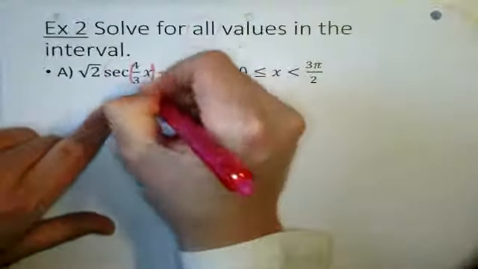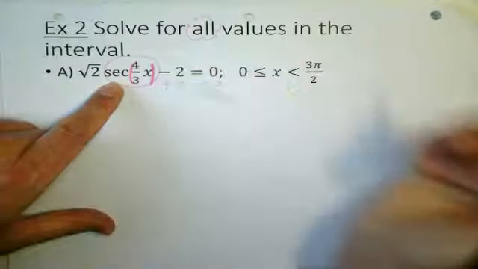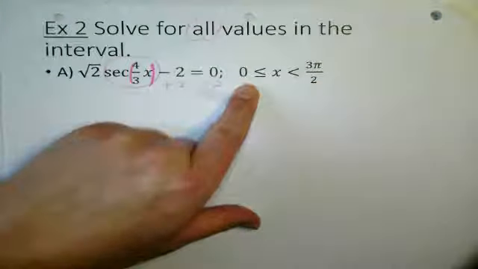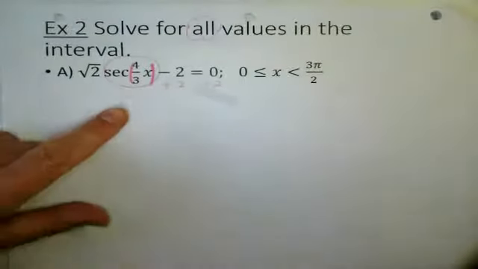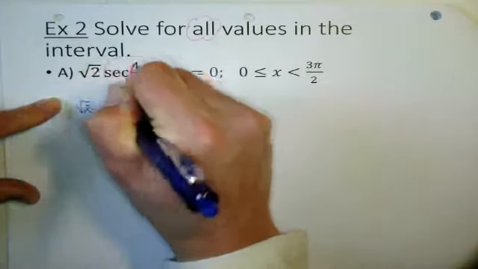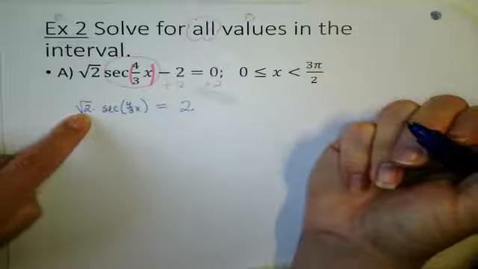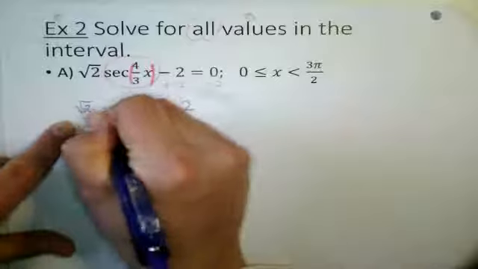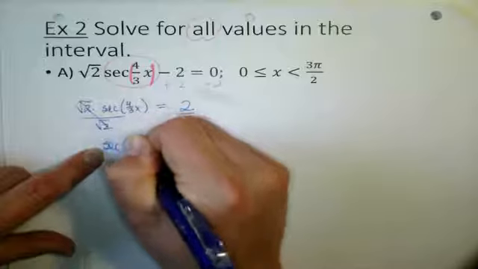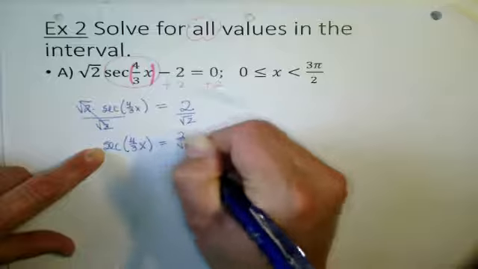So same as before, we're going to start by isolating this trig function. So I'm going to start by adding 2. Here we only want solutions in the interval from 0 to 3 pi over 2. Kind of interesting. So we'll check on our calculator. Let's see. So I have radical 2 times the secant of 4/3 x equals positive 2. And then I'm going to go ahead and divide by radical 2. So I have the secant of 4/3 x equals 2 over radical 2.